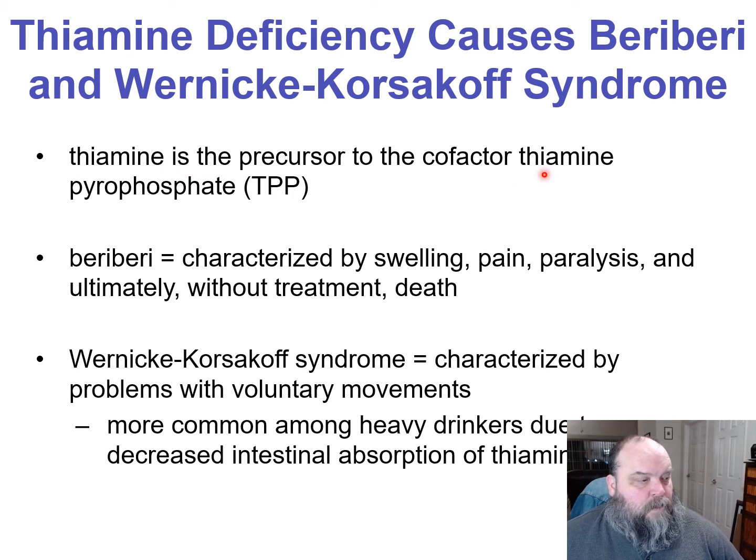Thiamine is the precursor for thiamine pyrophosphate, the TPP, which makes sense. If you don't have high enough levels of thiamine, you're not going to have TPP, you're not going to have the pentose phosphate pathway, which means you're going to be struggling to maintain a level of the ribose sugars required for nucleic acid synthesis.